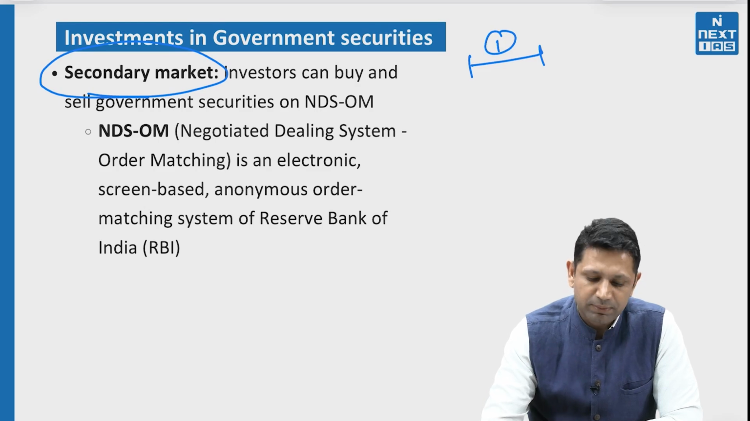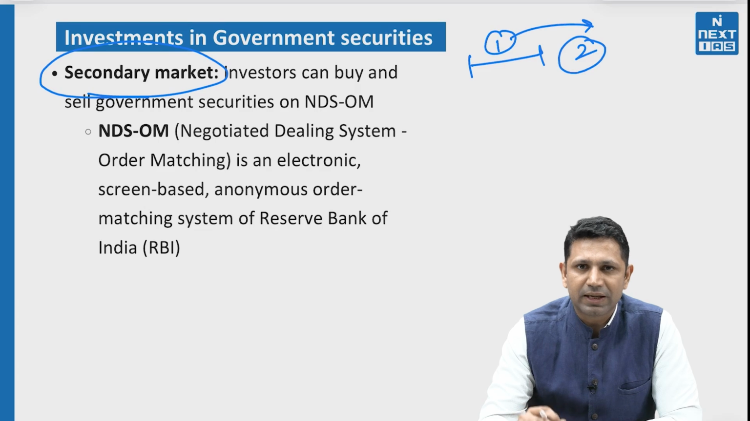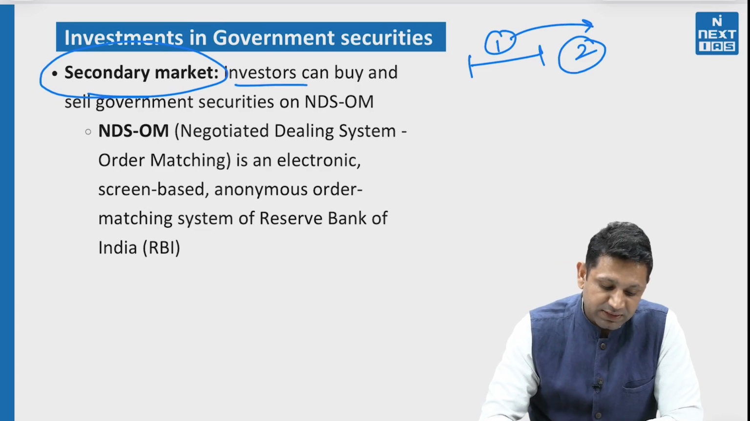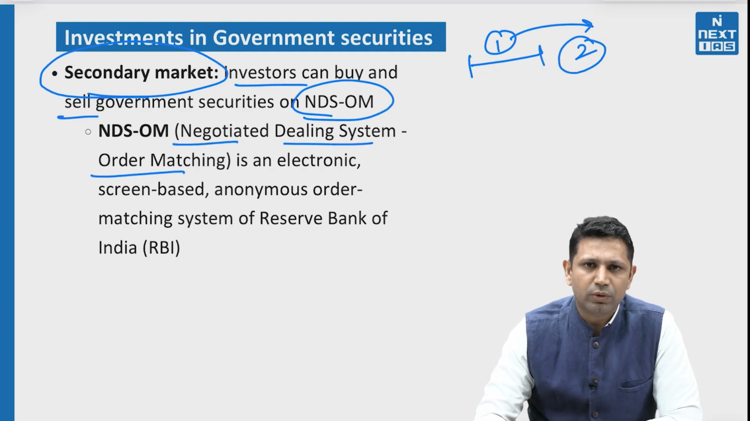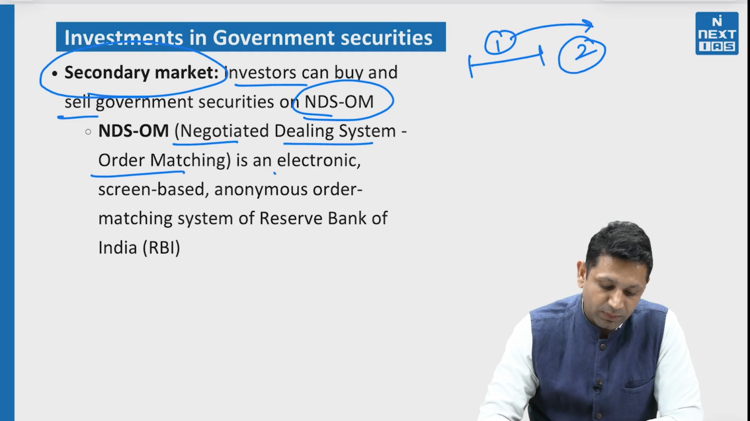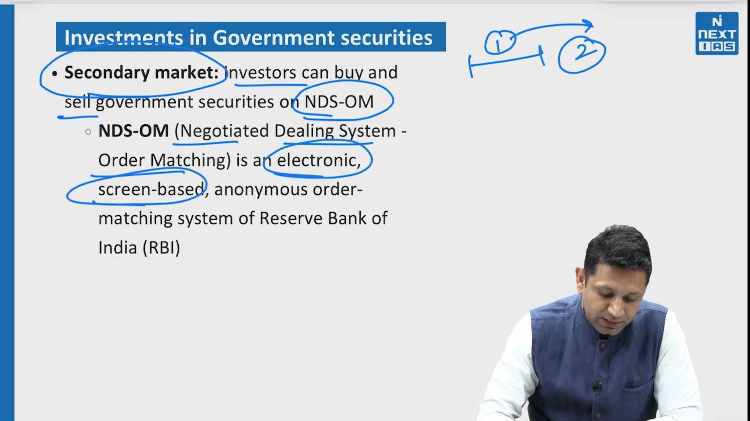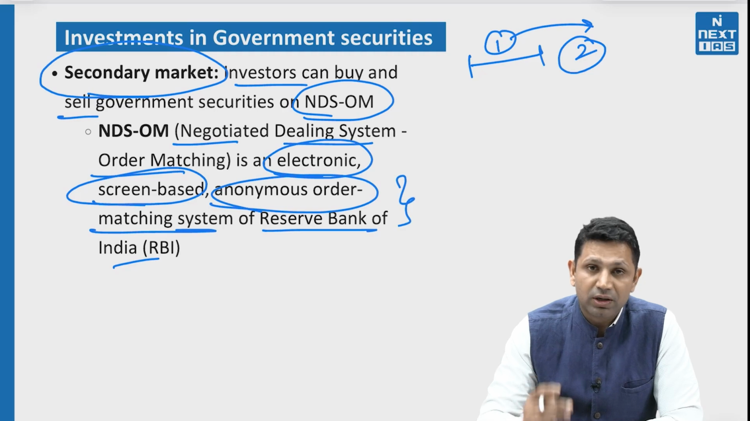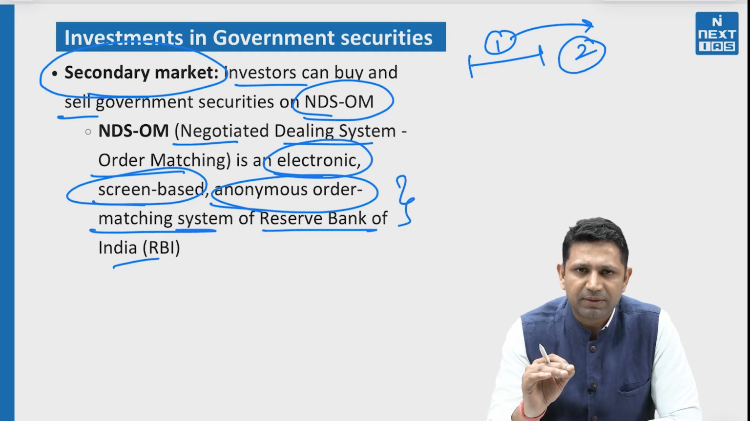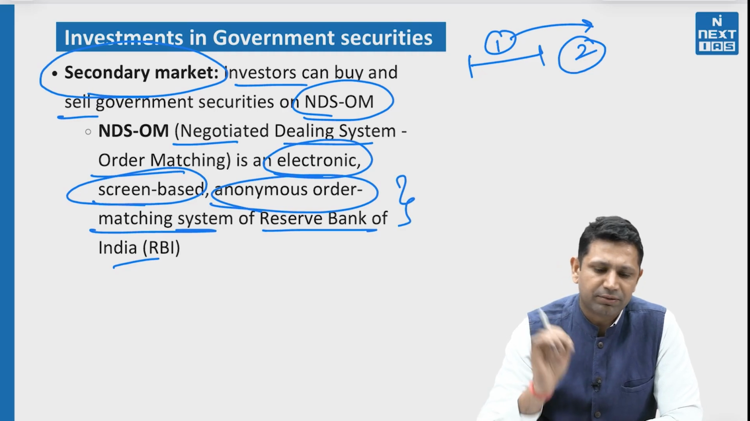Then when these bonds have been bought and you want to sell them, those will be sold in the secondary market. So investors can buy and sell government securities on NDS-OM. NDS is Negotiated Dealing System Order Matching. So on this portal you can buy and sell the government securities. It is an electronic, screen-based, anonymous order matching system of RBI. So the government securities are being regulated by RBI itself.